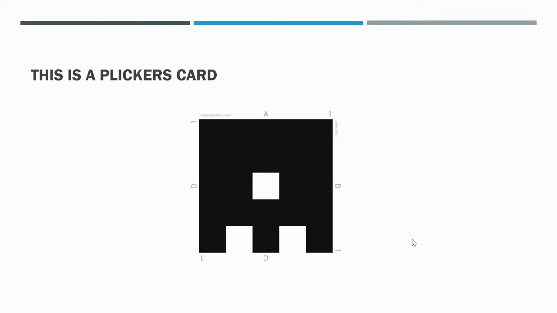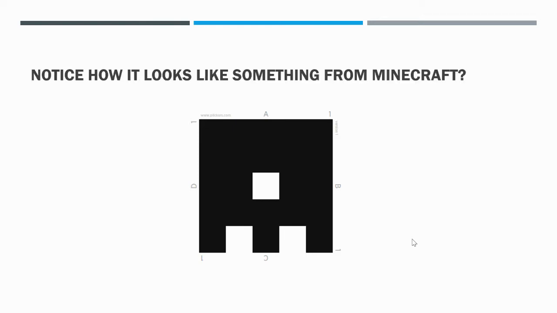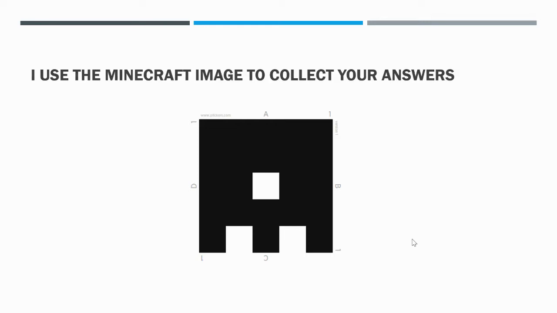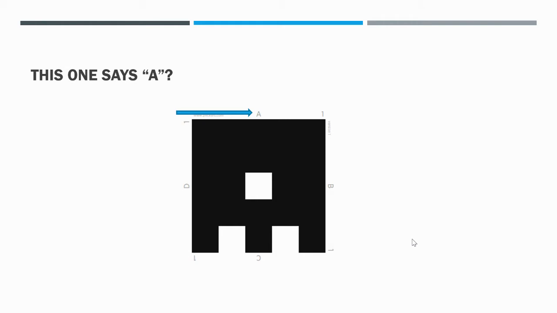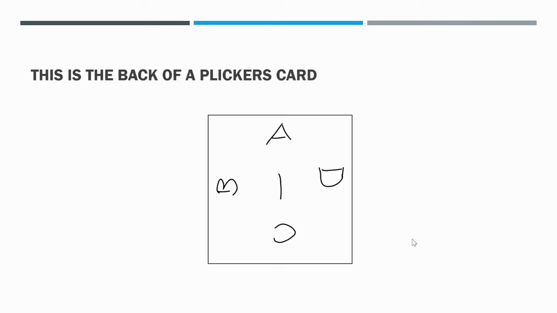This is what a Plickers card looks like. Kind of looks like an image from Minecraft. And this is what I used to get information from you. Do you see all the letters surrounding the picture? Just in case you haven't, that's an A, there's the B, there's the C, and there's the D.